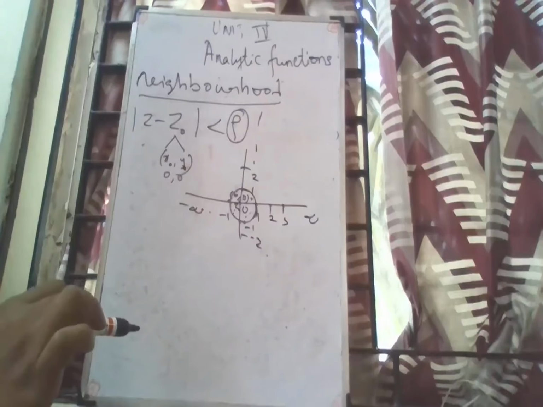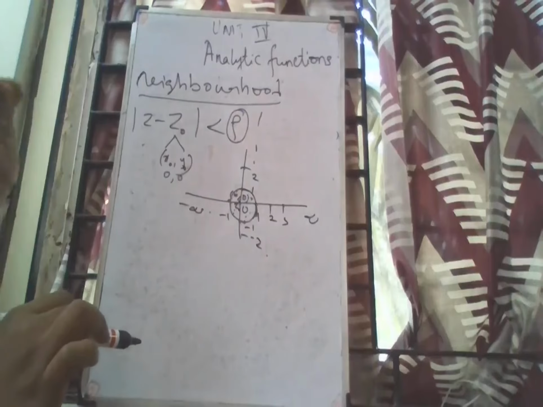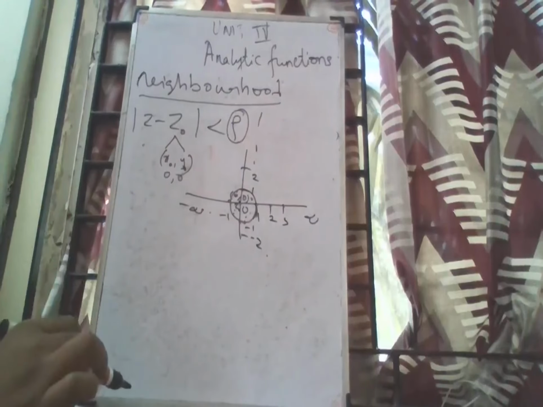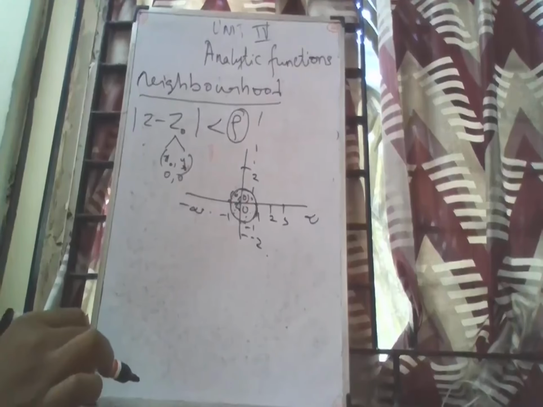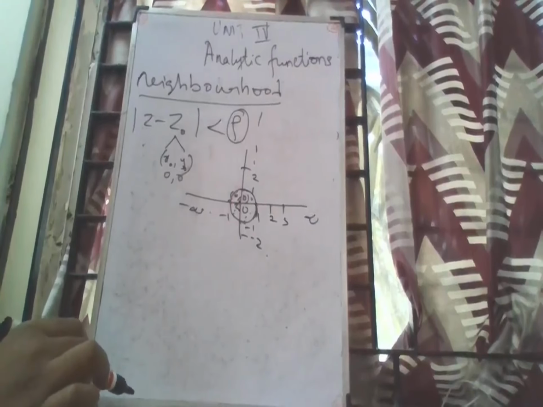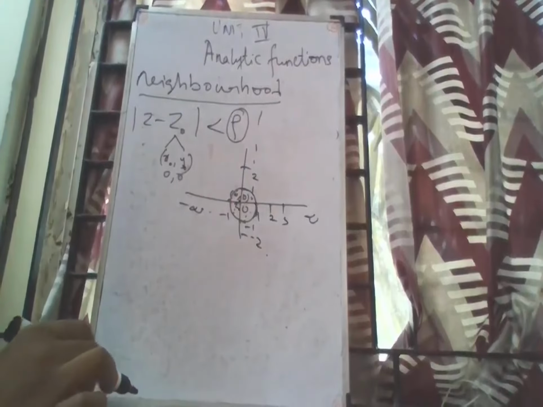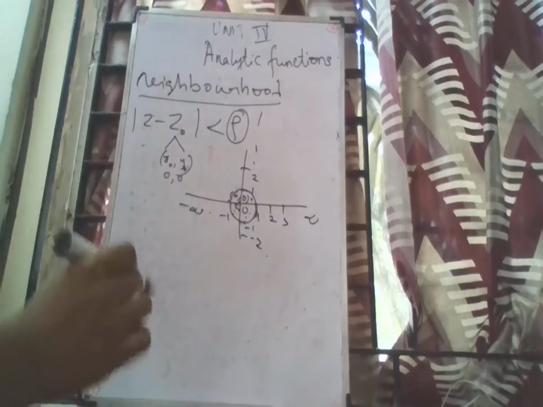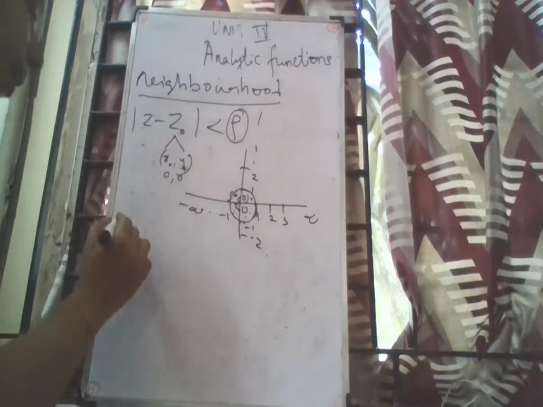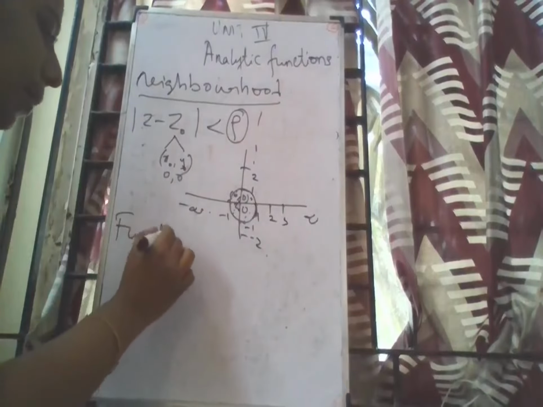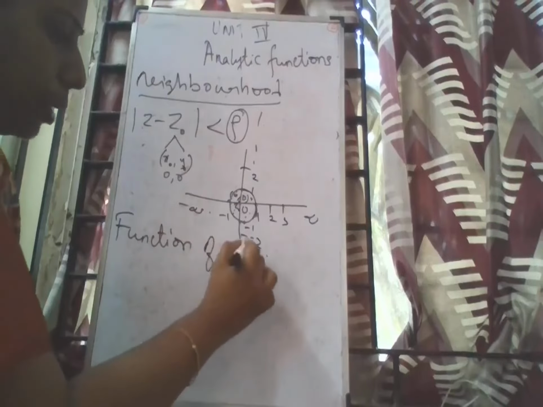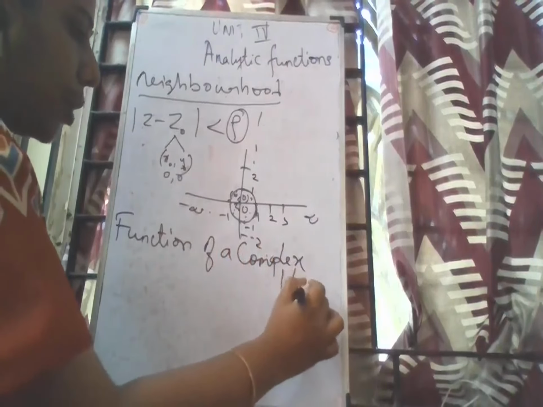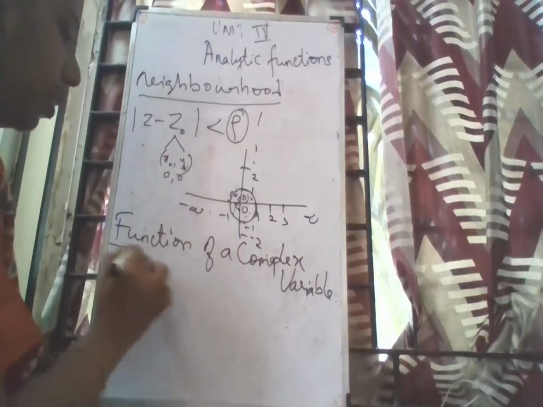So we call this a neighborhood, which plays an important role in the further chapter, complex integration, particularly in the Cauchy residue theorem. We'll apply this in the Cauchy residue theorem. Okay, the next definition is function of a complex variable.